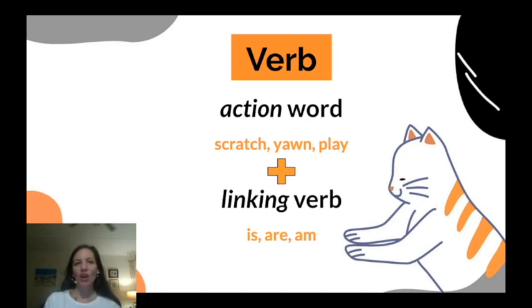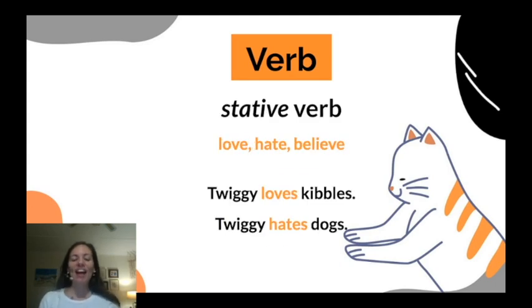So the linking verb is words like is, are, am, and they link the subject to another word such as its adjective. So Twiggy is playful. There isn't an action word there per se, but it tells me a little bit more about Twiggy, that she is rather playful. The other type is a stative verb, and those are words like love, hate, believe.